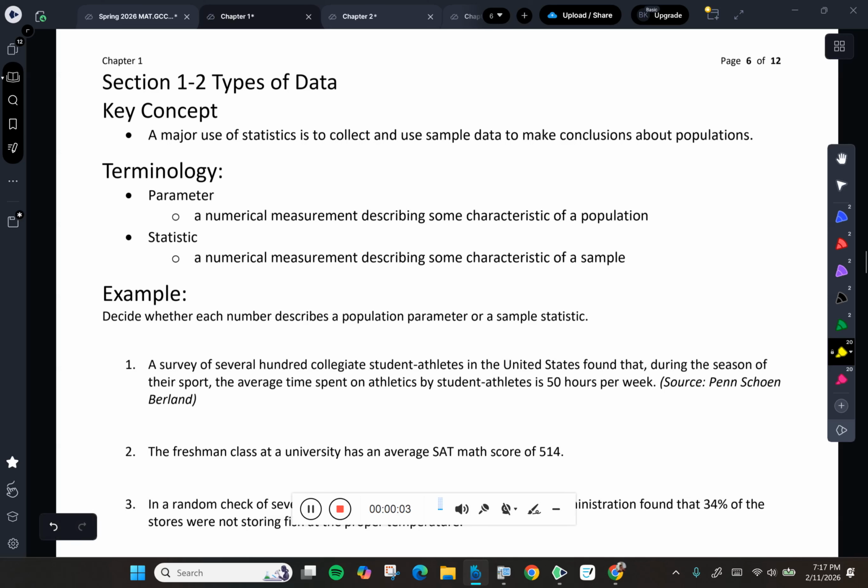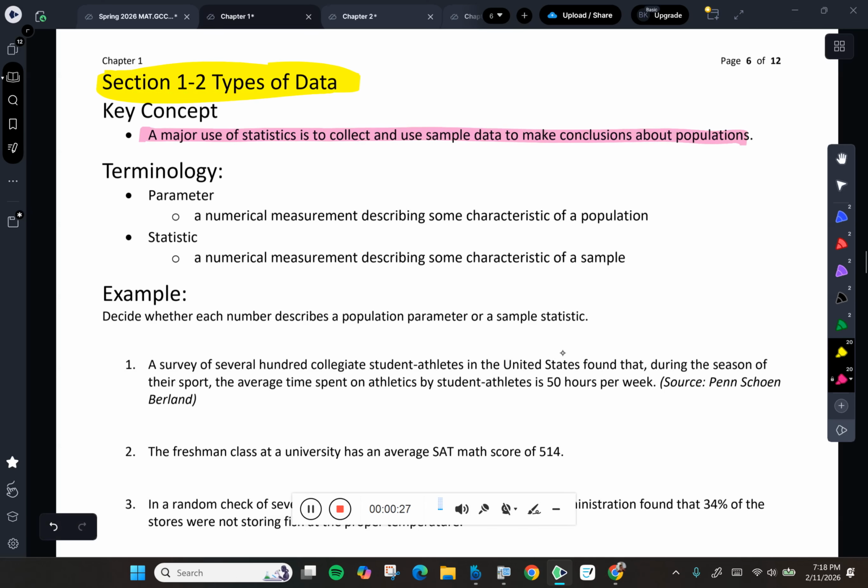This is section 1.2, and in section 1.2 we're going to take a look at some types of data. This is going to be a pretty quick one, pretty short section. Key concept here is talking about the data that we collect. How do we label it, or how do we talk about the data that we collect, and how we can use some sample data to talk about populations.